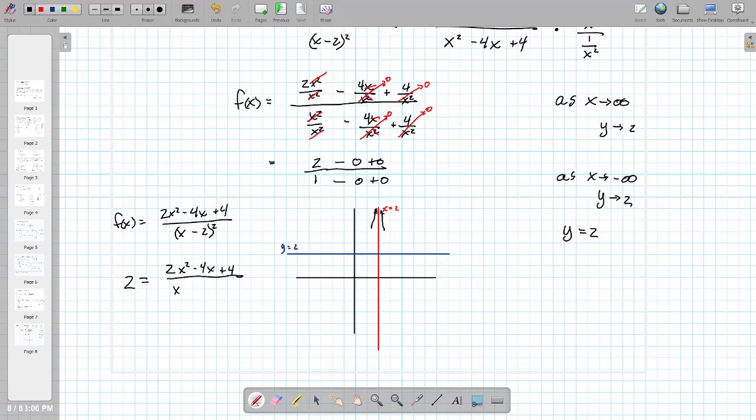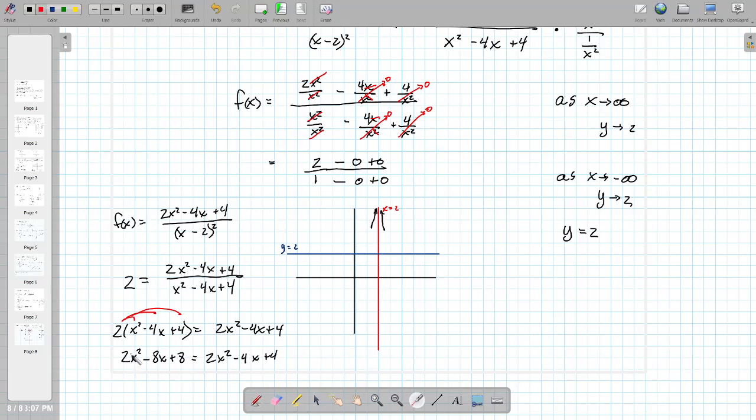And we multiply this out, so the denominator becomes x squared minus 4x plus 4. Multiply this entire denominator to the left, and we end up with 2 times x squared minus 4x plus 4 is equal to 2x squared minus 4x plus 4. Once we distribute this 2, then we can start subtracting. 2x squared minus 8x plus 8 is equal to 2x squared minus 4x plus 4.